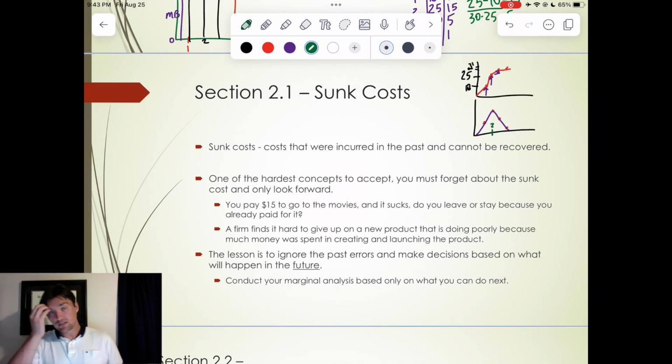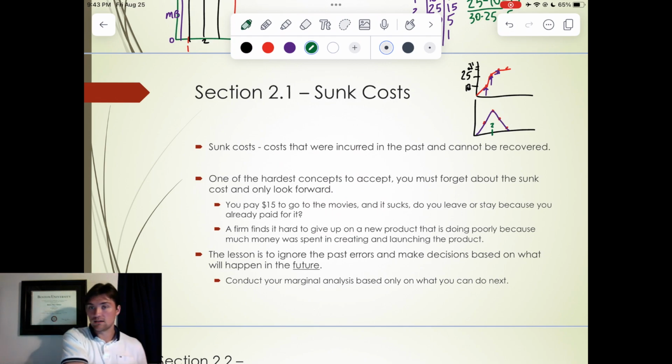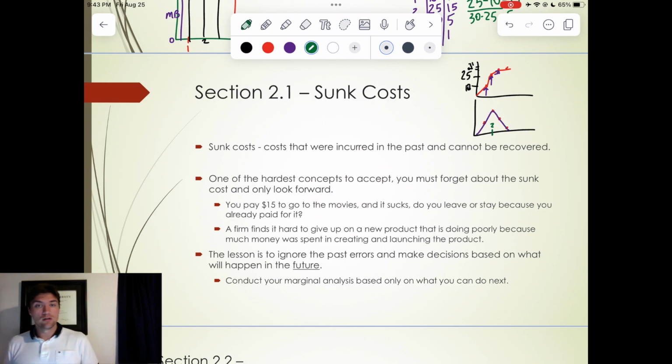Now, to think what sunk cost is, sunk costs are costs that were incurred in the past and cannot be recovered. What does that look like? One example would be going to the movies.